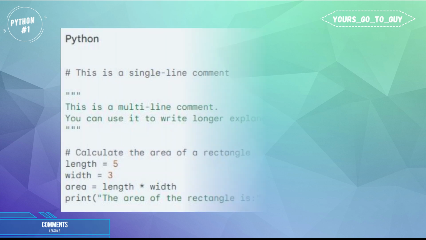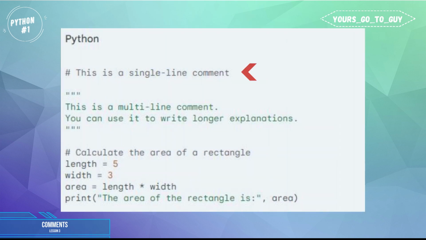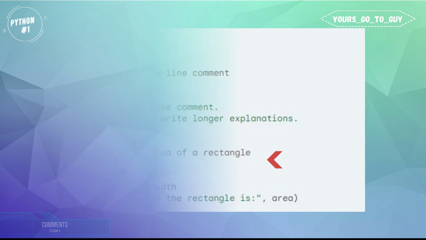Here's an example. The first line of code is a single-line comment, indicated by the hash symbol. This comment briefly explains the purpose of the following code block. The second and third lines are a multi-line comment, enclosed in triple quotes. This type of comment allows you to write longer explanations that span multiple lines. The remaining lines of code calculate the area of a rectangle and print the result. The comment before this code block provides additional context and clarifies the purpose of the calculation.